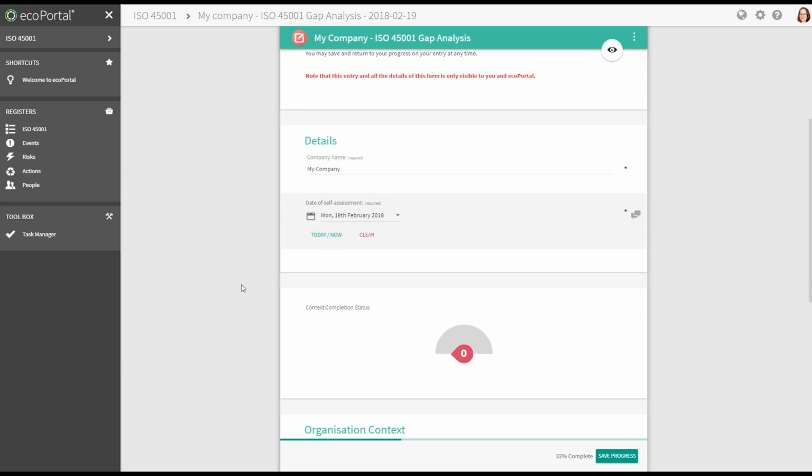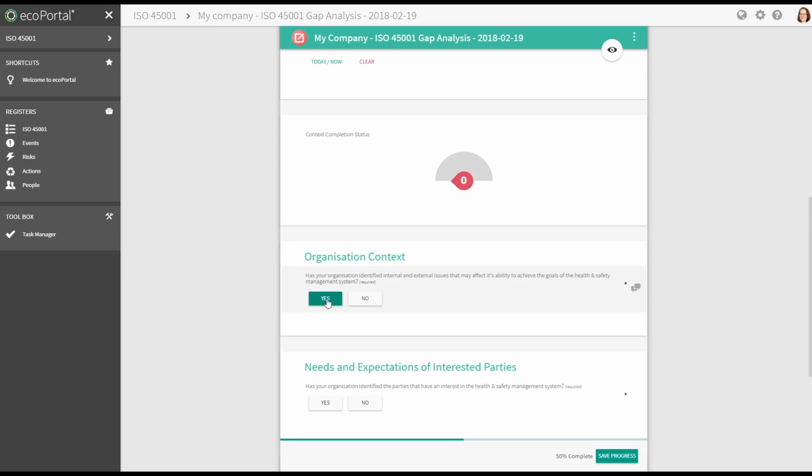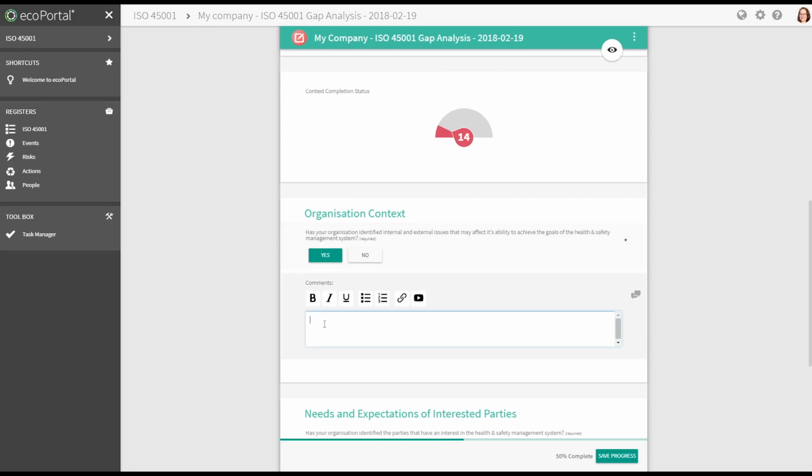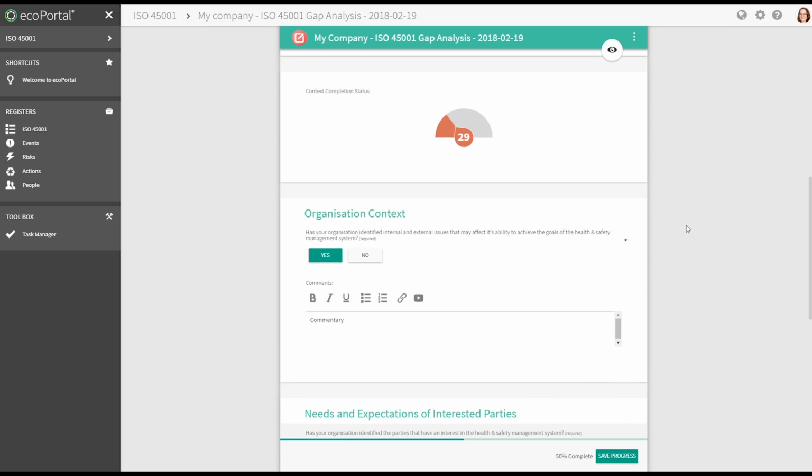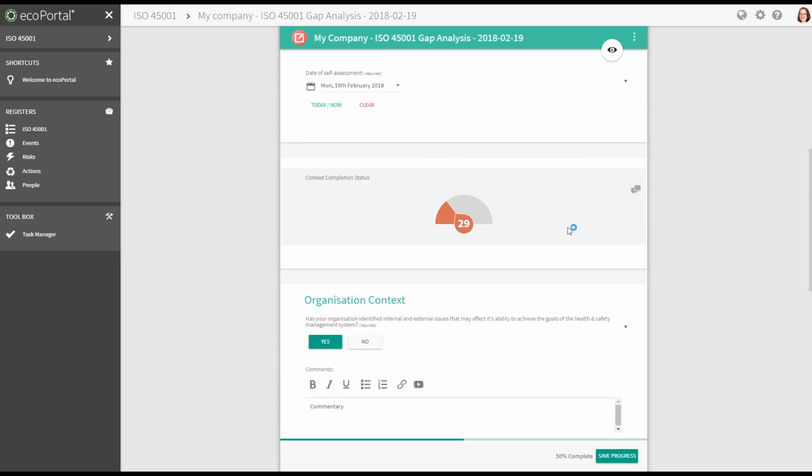Now, you're able to answer those different questions here. And every time you answer a question, you're able to put commentary around where your organization sits, perhaps with some evidence around how you're complying with those different requirements. And on the basis of your responses to those questions, it'll give you a gauge on how well you are performing in the different areas of the management system itself. Now, at the end of the assessment, there is the opportunity to get an overall picture of how well the organization is performing against all aspects of ISO 45001.